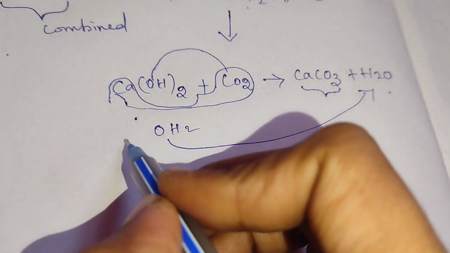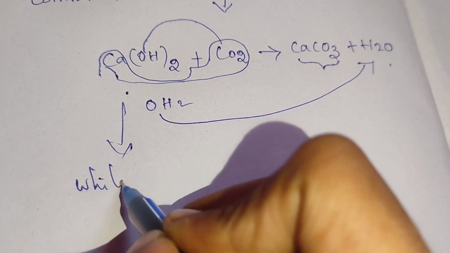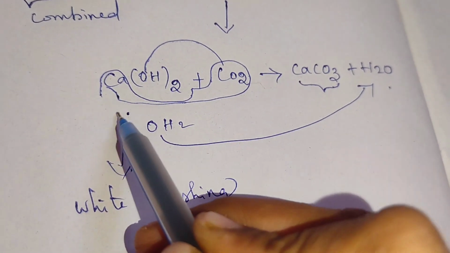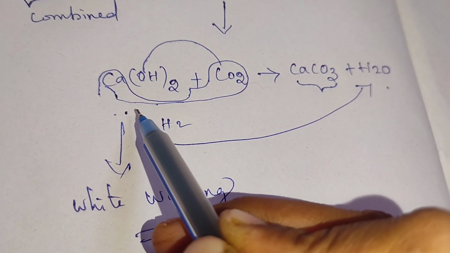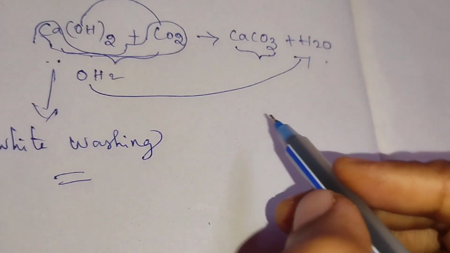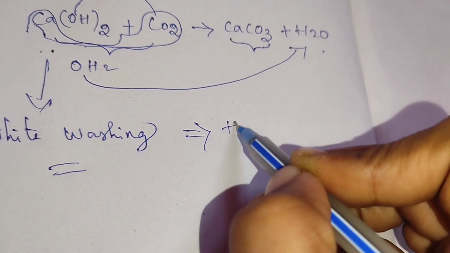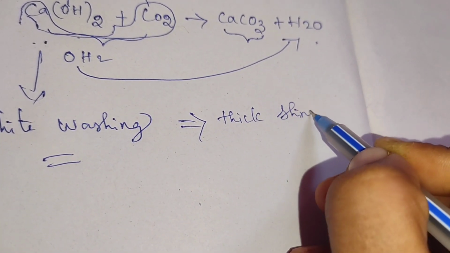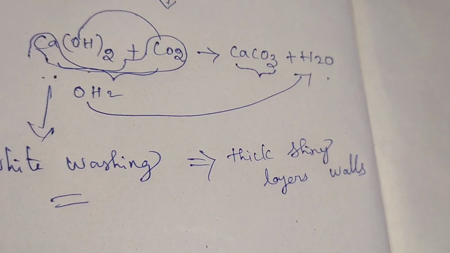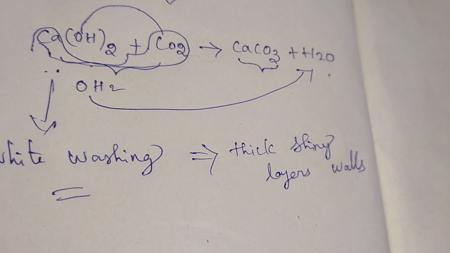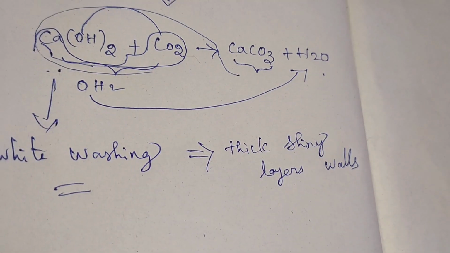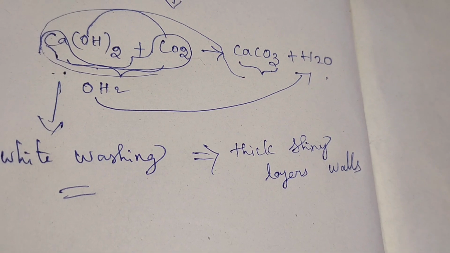And this calcium hydroxide is used for whitewashing the walls. During whitewashing of the walls, this calcium hydroxide combines with carbon dioxide, which is present in the air. These two combine with each other, then it will form thick shiny layers on the walls. After 2 to 3 days, it will give some shininess on the walls. So this calcium hydroxide is used in the whitewashing of the walls.